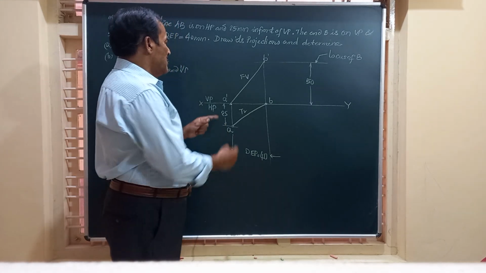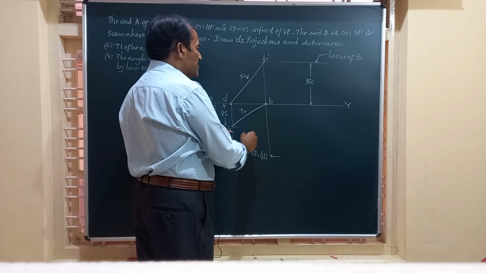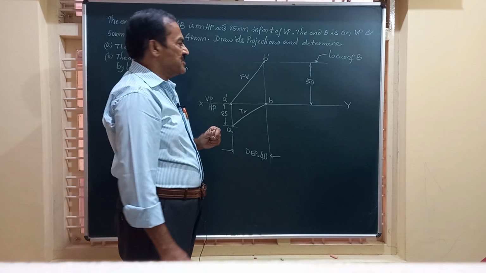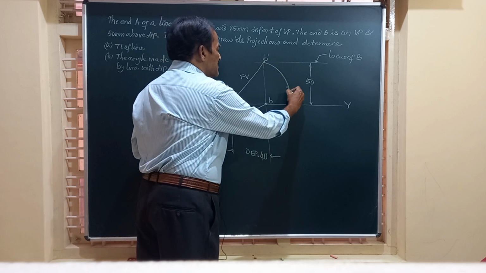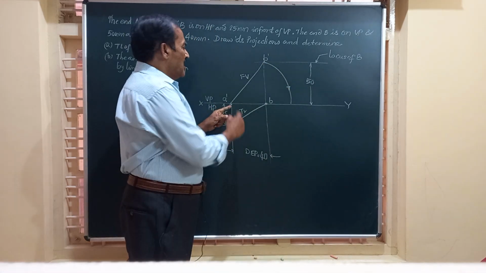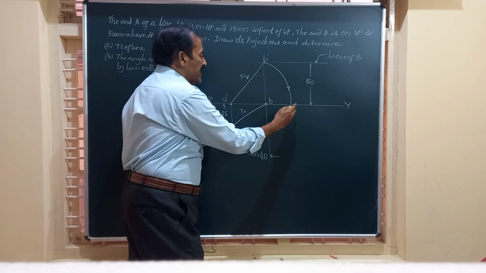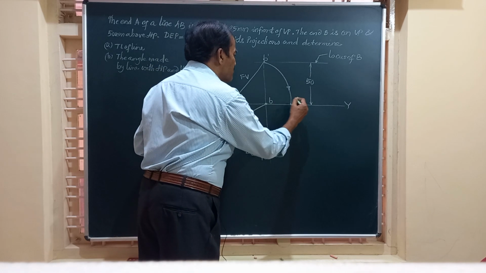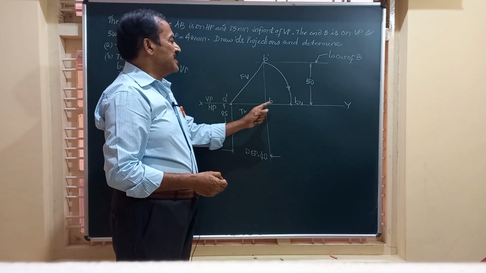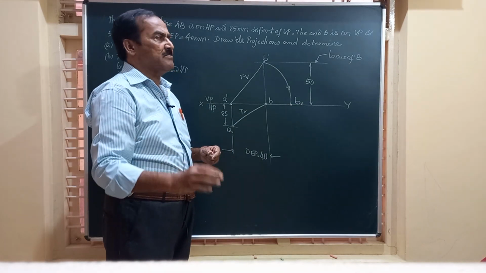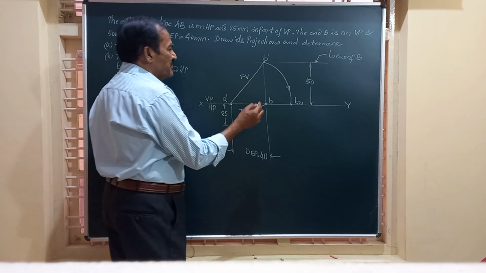Now what we can do, friends, we have this A dash B dash inclined to HP, and AB top view inclined to VP. Now taking center as A and radius equal to this length A dash B dash, I draw an arc to cut the locus of the end A at this point. So this point is B1, because we have seen in a lot of problems before, the end B and B1 lie on the same line. Likewise, B dash and B1 dash also lie on the same horizontal line parallel to XY.